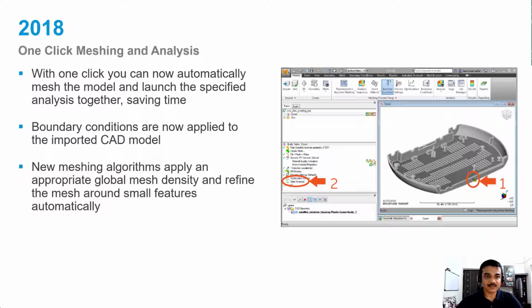But I think with one-click meshing, things would be completely different. If you have a good geometry, you import the geometry, select the material, and assign the boundary conditions at the gate locations, and you are ready to run the analysis. The new meshing algorithm applies an appropriate global mesh density, automatically refines the mesh around small features, and to an extent also tries to clear up the aspect ratio and run the model successfully.